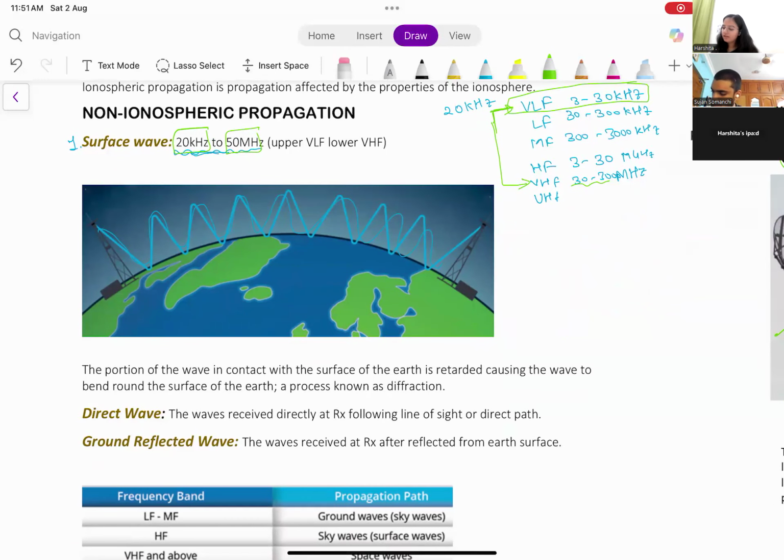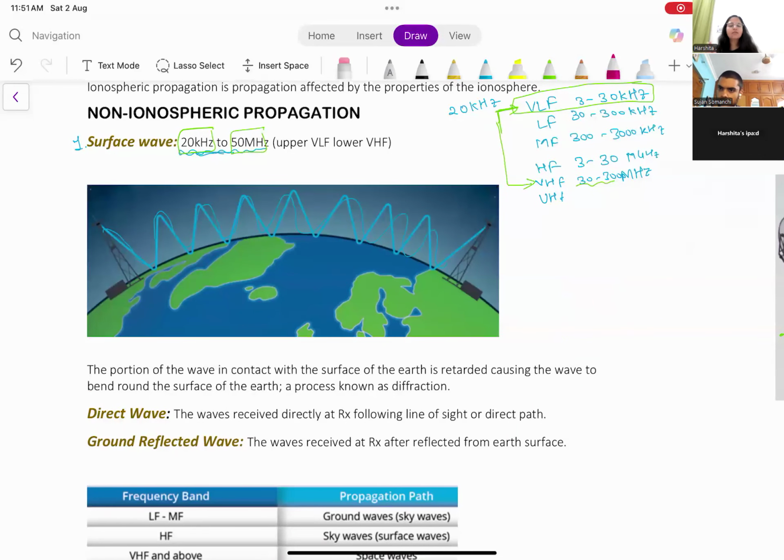And what is happening in this method of propagation? This radio wave is always in contact with the surface of Earth. And we have seen that whenever any wave comes in contact with the surface of Earth, it attenuates. Basically, it loses the signal. Correct? Now, there is a property known as diffraction. Do you remember from your lower classes what diffraction was?